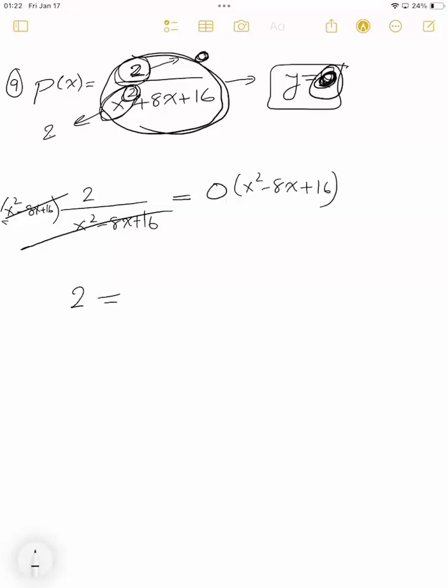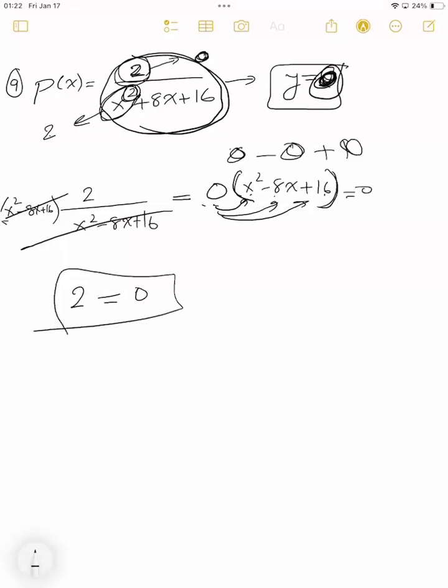You get 2 equals 0 times the denominator, so distribute the 0. 0 times x squared is 0. 0 times negative 8x is 0. 0 times 16 is 0. So 0 times anything is 0, or 0 times this parenthesis is 0. So you end up with 2 equal to 0, which doesn't make sense. This is a false statement.